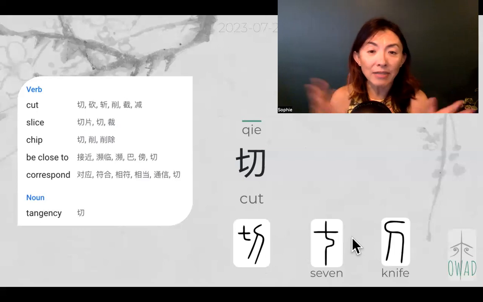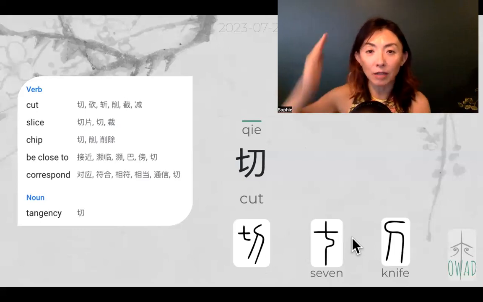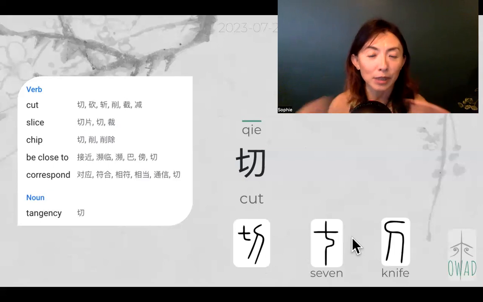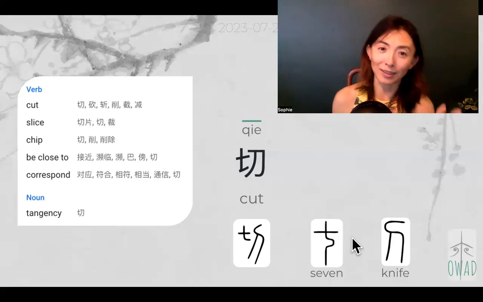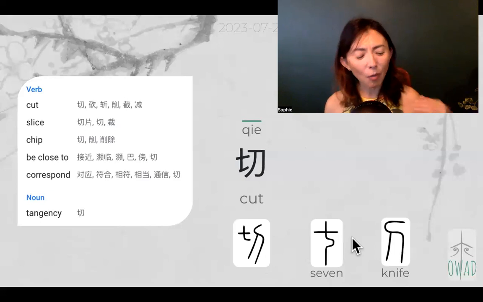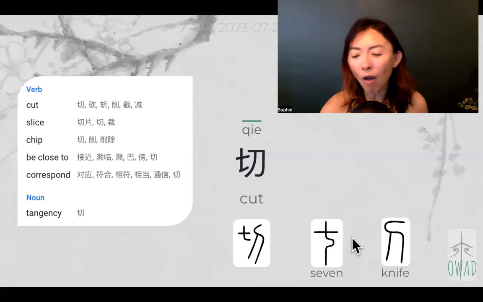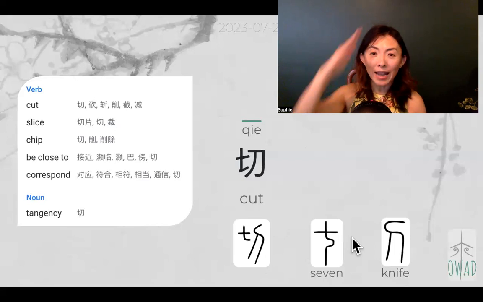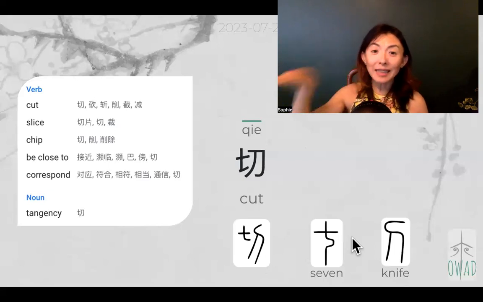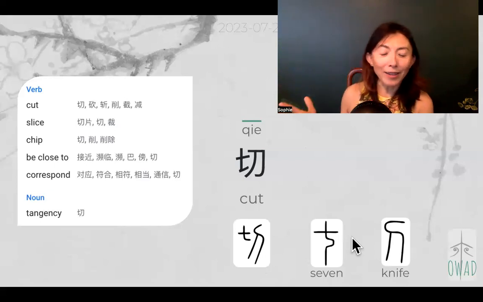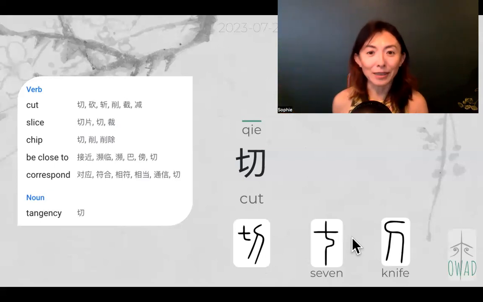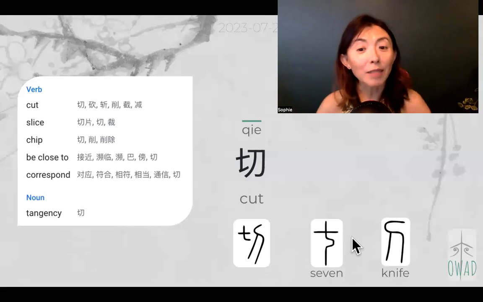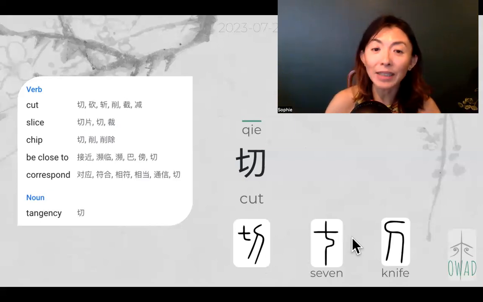So here we have 7 knives. That means the action of cutting something into 7 pieces. And that's an interesting thing. When we cut things, why is it cut into 7 pieces? It doesn't make sense, right? We often cut into even pieces. We either quarter it, or make a pizza cut, which is 6 or 8 slices, but 7. How can you even cut 7 pieces? But there you go, that's the mystery of the Chinese language. So we have 7 cuts.